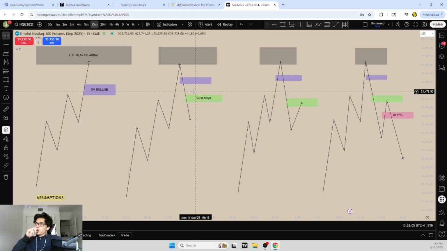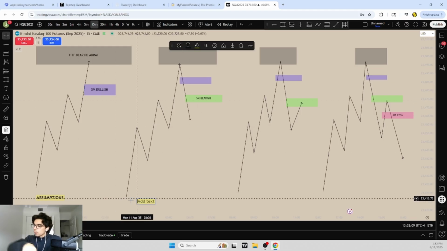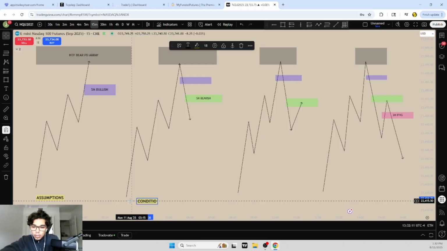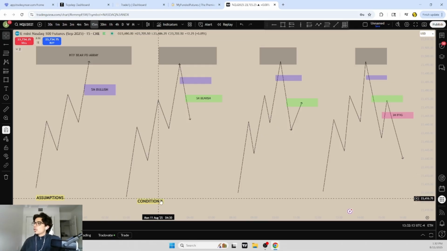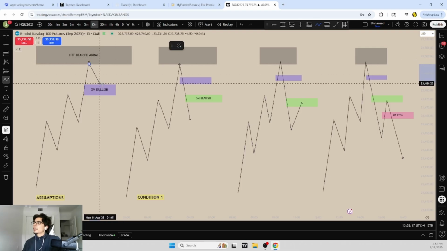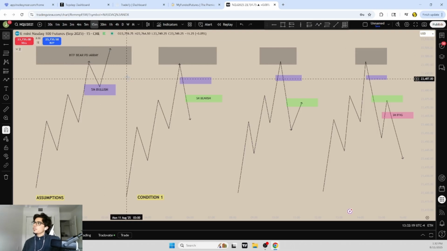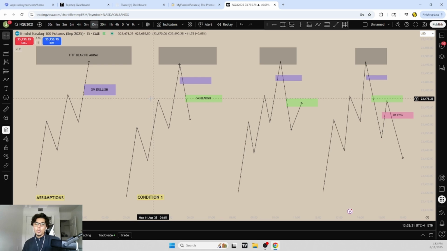Okay, so what was our first condition? Our first condition was this 5-minute bullish gap, right? Because if it got respected and ended up doing something like this, well then maybe we just continue higher, and then maybe we just have the wrong draw on liquidity for the day, right? So this is why we set conditions. Now, if we run right through our condition, okay, cool.